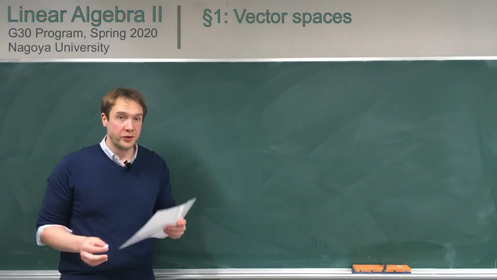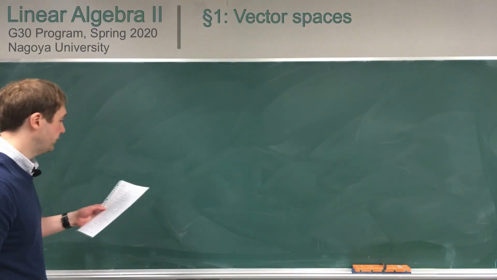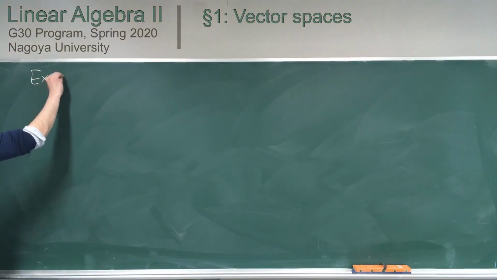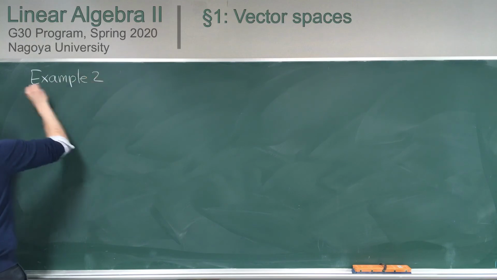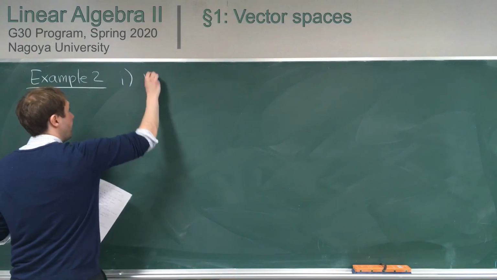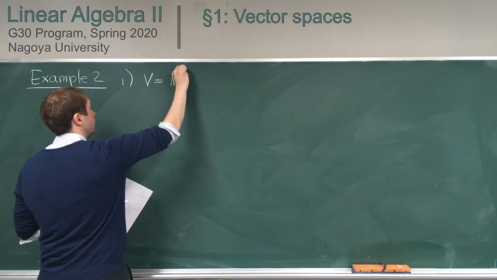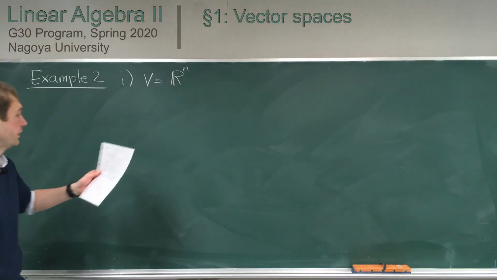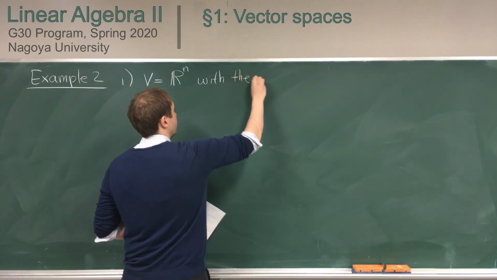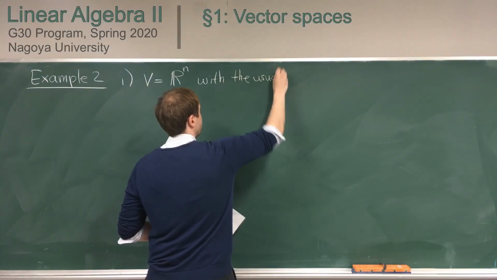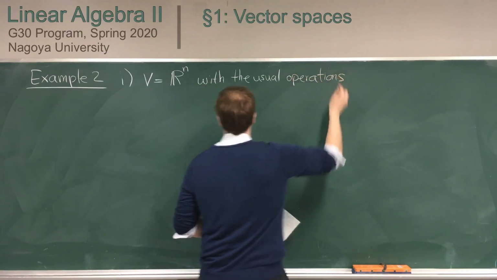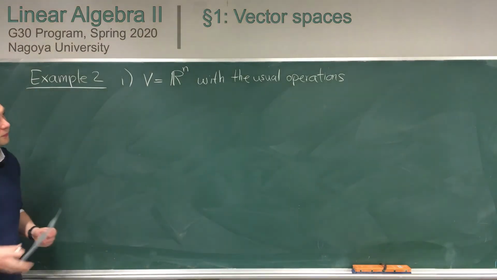Okay, so now the last thing we want to do in the first part of the first lecture is to give some examples of vector spaces. So this will be example number 2. Of course, the thing we did in Linear Algebra 1: if we take for V R^n, with the usual addition and scalar multiplication, so with the usual operations, this is one example of a vector space.